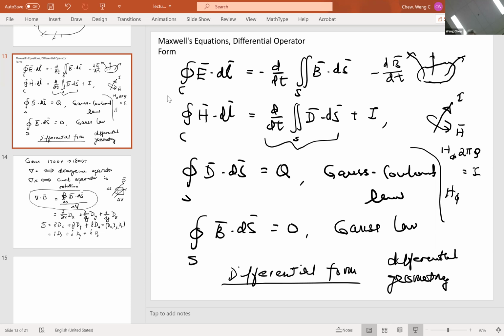And that immediately gives me an H phi that is equal to that. So I can apply Ampere's law and get what the magnetic field should be when I have a current. But Ampere originally ignored that displacement current.